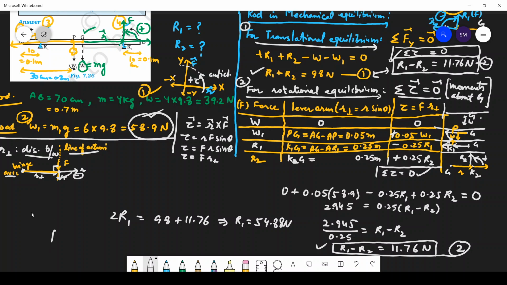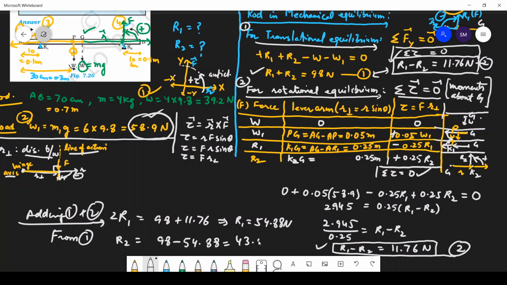So here you are adding first and second equation. You'll get this. Now put the value of R1 in equation number 1. So from first, R2 is equals to 98 minus 54.88, and you will get R2 as 43.12 newtons. So that's your final answers, value of R1 and value of R2.